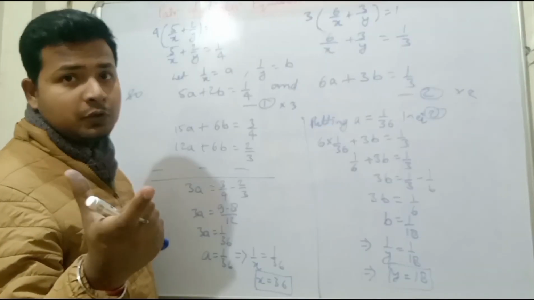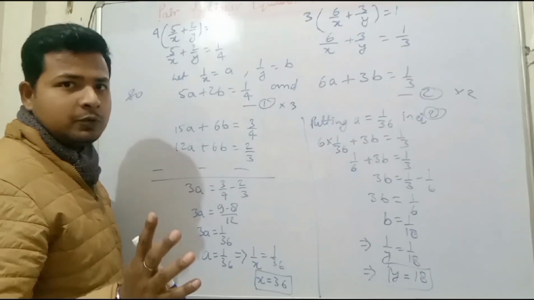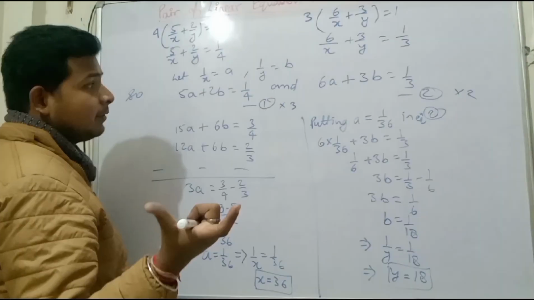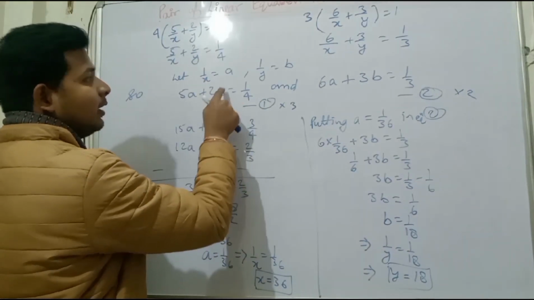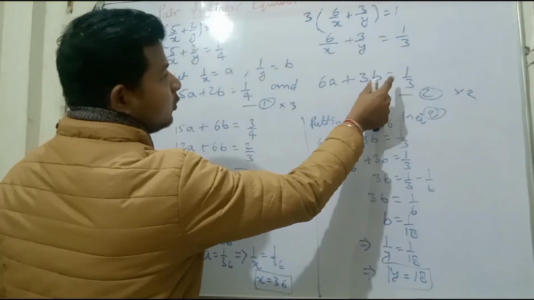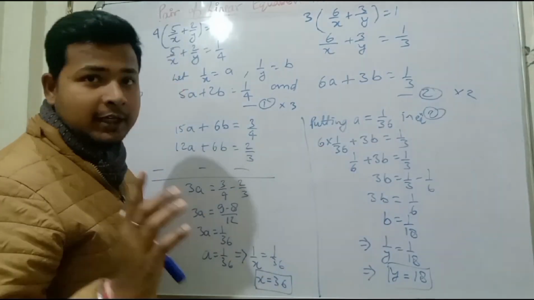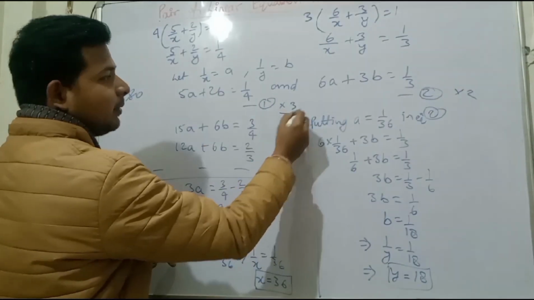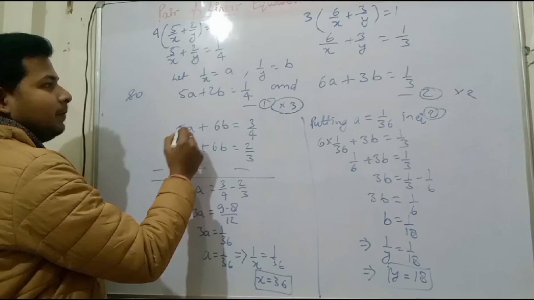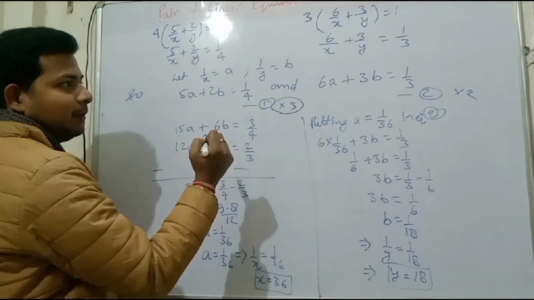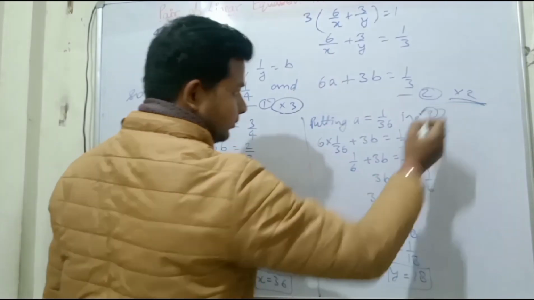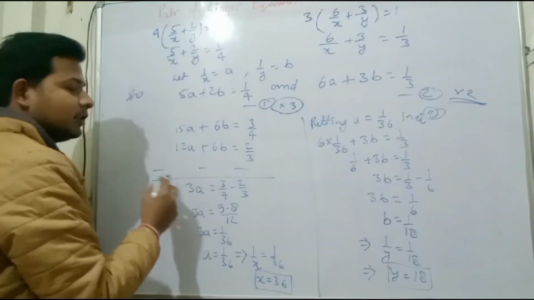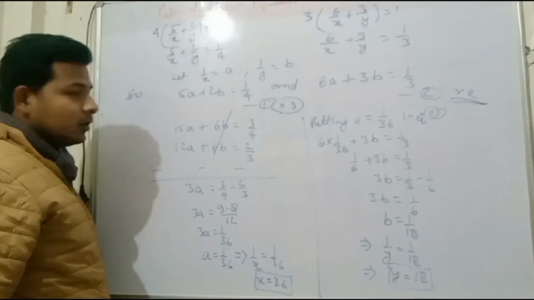Now, whatever method you want to use to solve these two equations, you can use it. I am using the elimination method. To solve this, I have to multiply by 3 to make this 6b, and by 2 to make this 6b, and after that I will subtract. Multiply equation number 1 by 3: 3 times 5 is 15, 3 times 2 is 6, and this is 3 by 4. And this equation by 2: 2 times 6 is 12, 2 times 3 is 6, and 2 by 3. Just subtract this. 6b will be cancelled out.